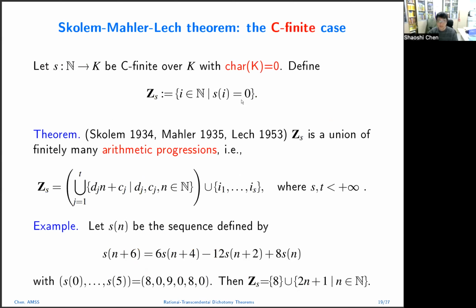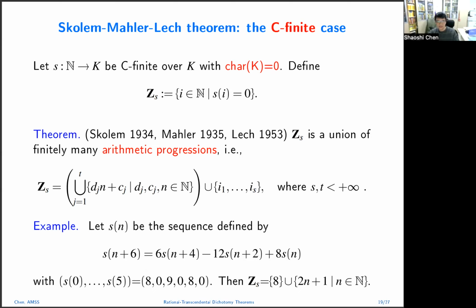So for D-finite power series, and also for rational functions, when you expand as a power series, the coefficients have very strong structure. In the C-finite case, if you have a linear recurrence over a field of characteristic 0, you can look at the places where you get 0. So you can try to understand the zero structure of this sequence. And there's a classical result, the so-called Skolem-Mahler-Lech theorem.